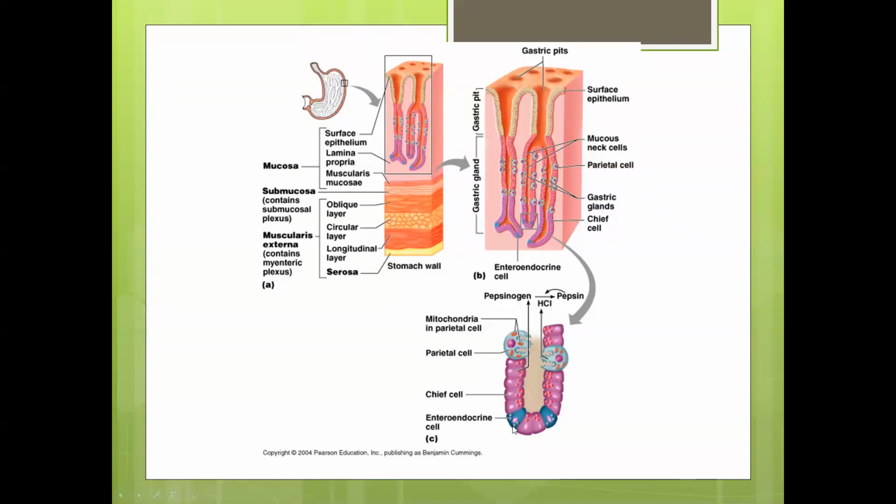Okay, now our stomach secretion is under hormonal control. And so this enteroendocrine cell right here is the hormone producing cell within the gastric glands.